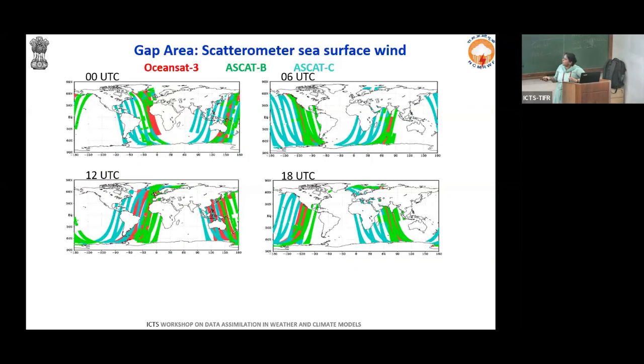Similarly, there is a gap area in the scatterometer data. Of the currently available three scatterometers, OceanSat 3, SCAT B and SCAT C, we don't have much data over the Indian Ocean region during 0 UTC. We have data during 6 UTC, even 12 UTC we don't have data, and 18 UTC we have some data. That is also a gap area, and mostly at NCMRWF we give the forecast based on either 0 UTC or 12 UTC initial conditions. During these two initial conditions, we don't have much data over the Indian Ocean region, particularly if there is a cyclone. So this is another gap area. We need some scatterometer mission in the afternoon orbit also, so that we get more data.